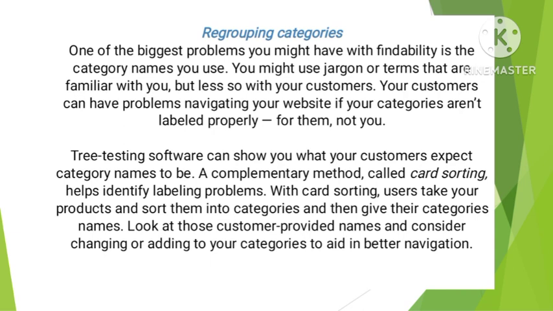Look at the customers' provided names and consider changing or adding to your categories to aid in better navigation. In tree testing software, the customer expects that the product is categorized by name so that they can find the product easily. Card sorting is used to sort products into category names. If the customer provides or suggests a name, we can use it para mas dali nila makita ang ilang gipangita nga product.